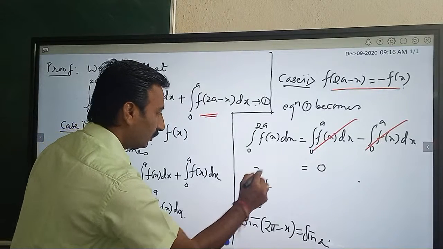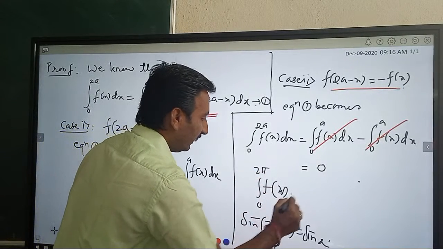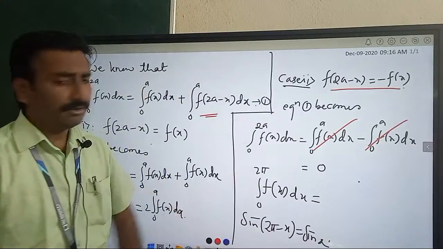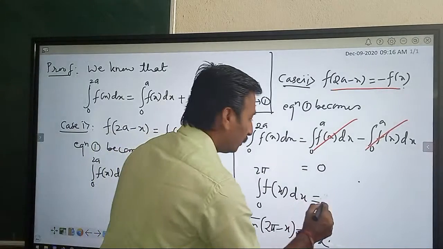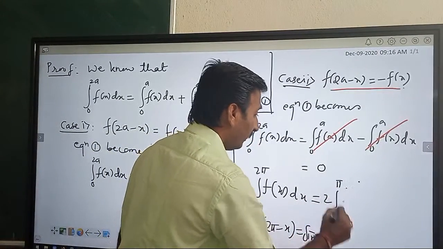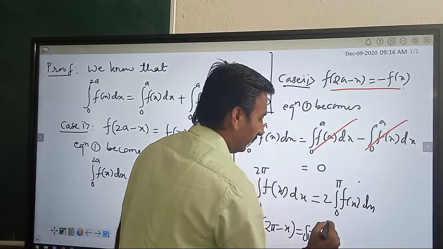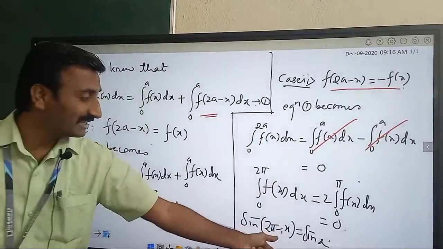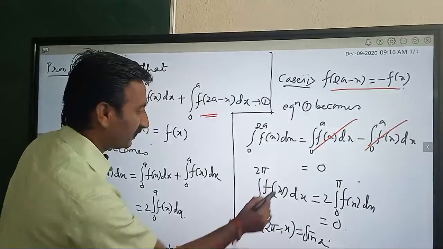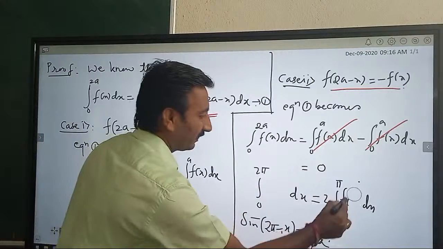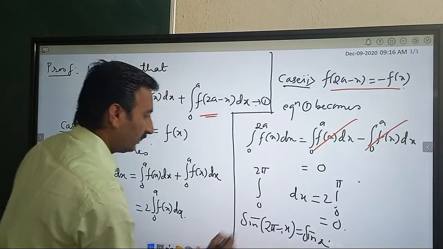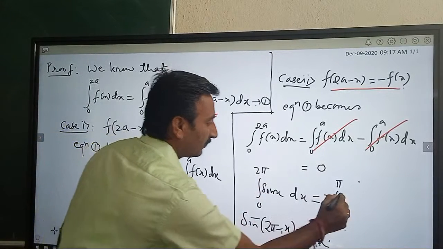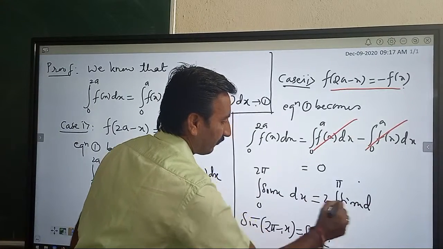0 to 2 pi f of x dx. It is very obviously, you can say, 2 times 0 to pi f of x dx, and it is 0. Why? Because f of sine of 2 pi minus x. Sorry, here instead of f of x I have to take sine x. It is sine x. Correct, Alan?